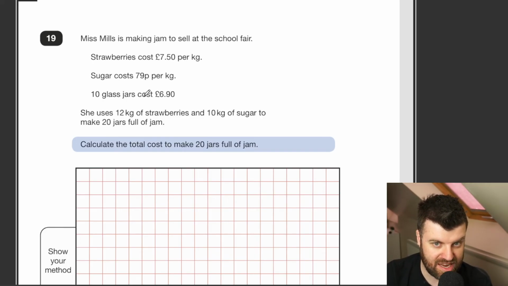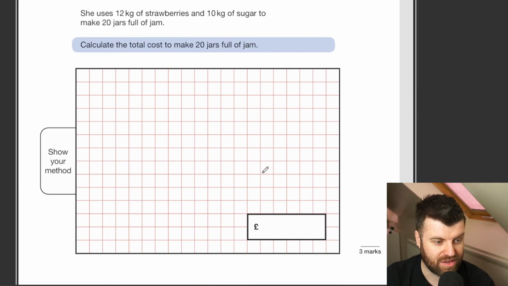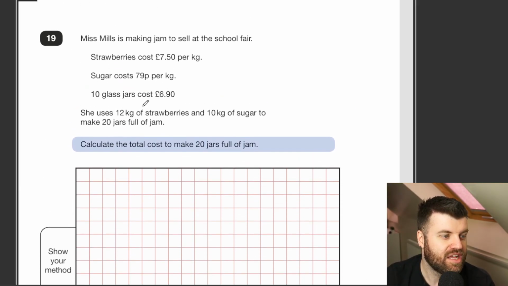I can just tell this is going to be a long one. Look, 3 marks. There's going to be lots to do. She uses 12 kilograms of strawberries and 10 kilograms of sugar to make 20 full jars of jam. How much did that cost? Okay, well, let's just do this one step at a time.